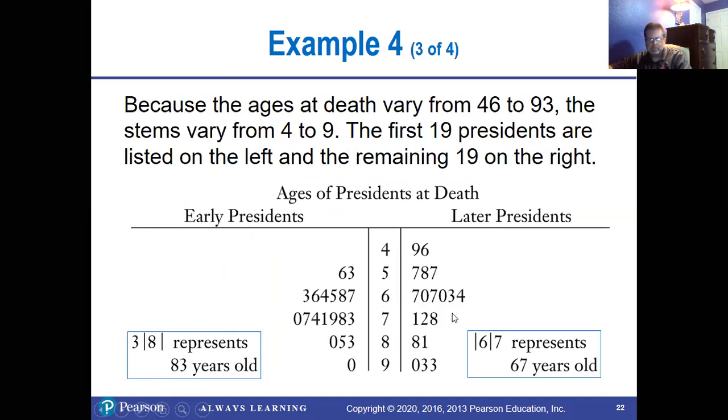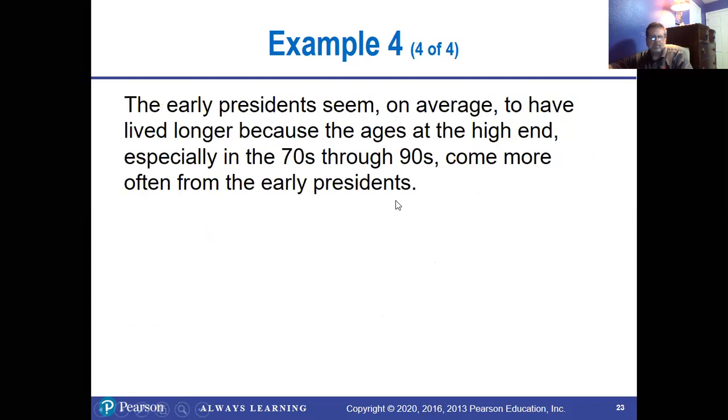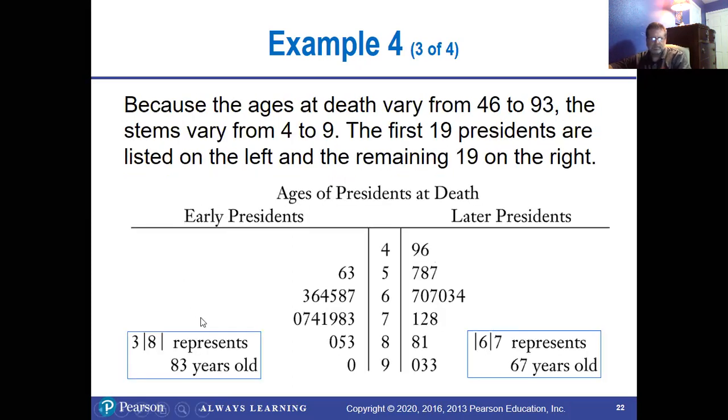What does this show you? Yeah, not a whole lot. That you have some issues with causes of death is one. But it is just statistics for you. It says the early presidents seem, on average, to have lived longer because the ages in the high end, especially in the 70s to 90s, come more often from the earlier presidents. I don't know. Why do you think that is? That's what you would then determine. Less stress, more stress now.